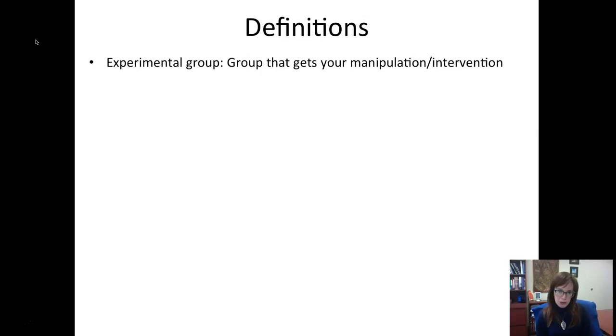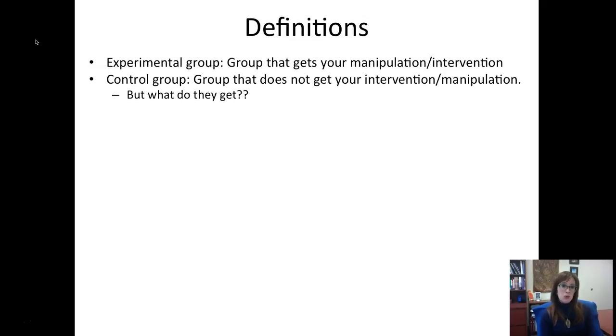So first, an experimental group is the group that gets your manipulation or your intervention. Your book presents some of the nomenclature that's traditionally used around experimental design. I've presented that in the past, and I've taken it out of this lecture because the book has it, and I think it's more important to think conceptually rather than learning that language. But this experimental group is the group that gets whatever manipulation you are interested in examining the effects of. And there may be multiple experimental groups in different studies depending on what you're doing.